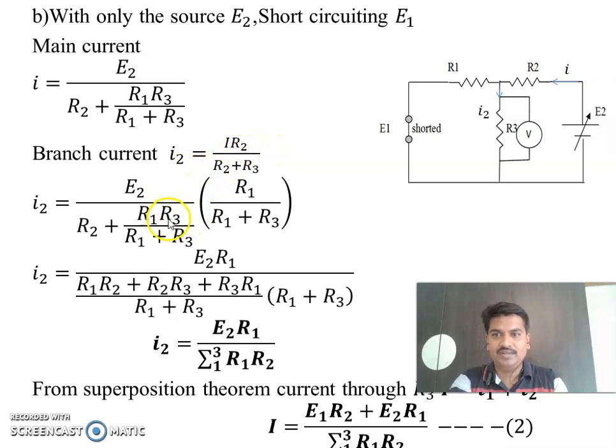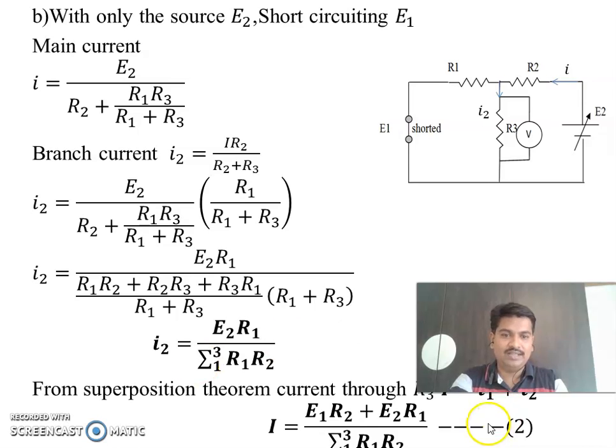So for a little further simplification, I am substituting I here. I'll get this equation, taking LCM, cancelling R1 plus R3, I'll get this equation. Now I'll get a simplified equation for I2. So this is the current produced independently by the source E2, and earlier I got an equation I1 which is produced independently by the source E1.